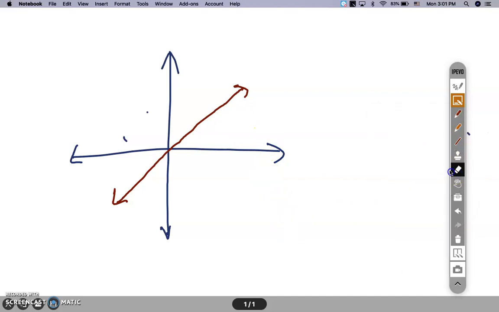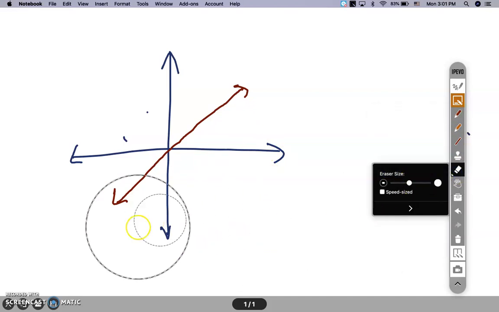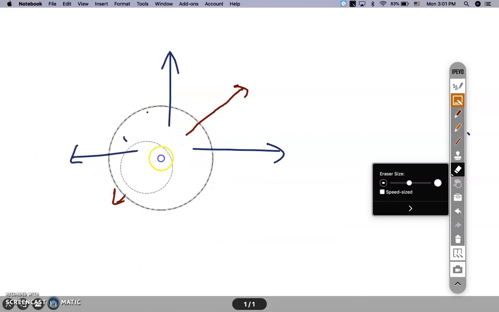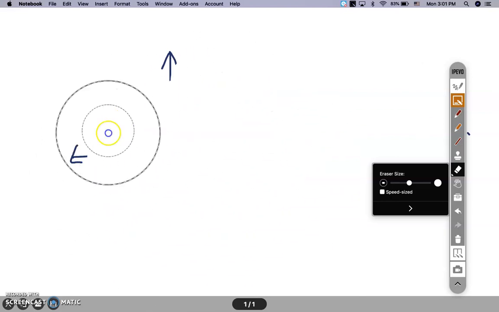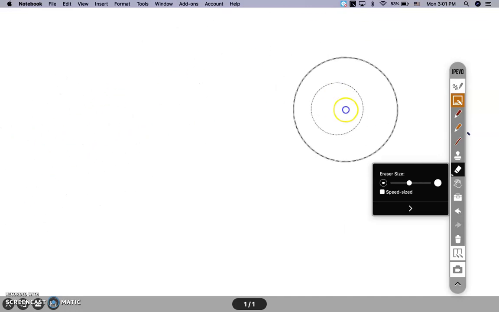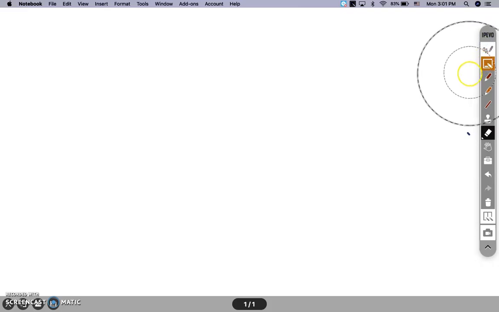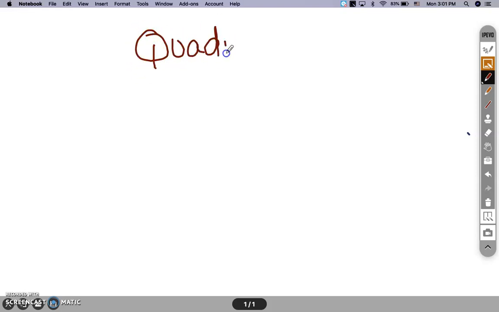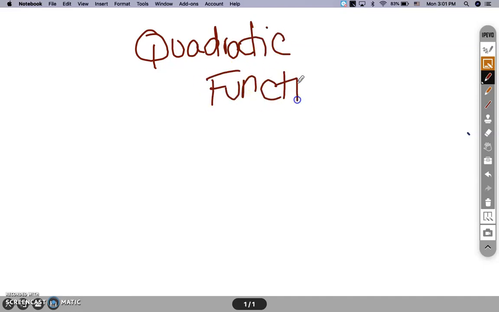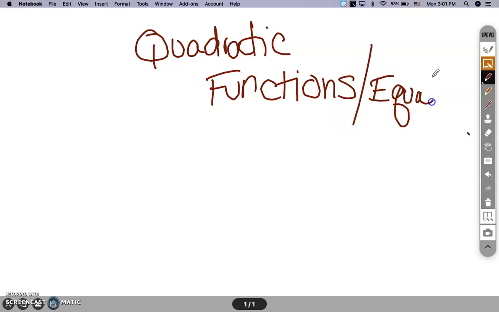But the new type of functions and equations I'm going to be introducing to you today is kind of different. I don't think it's even going to have a slope at all. I'm going to show you later in the video how it looks when it's graphed. The type of functions and equations we're starting is called quadratic functions and equations, quadratic functions slash equations.